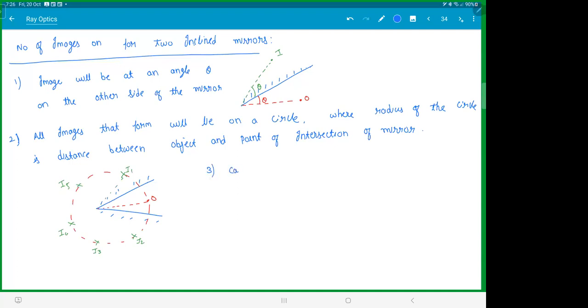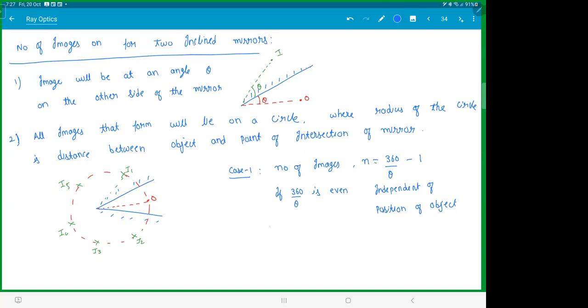So case one, the number of images will be n equals 360 by theta minus 1, if 360 by theta is even, independent of the position of the object. I'll give you examples on that.